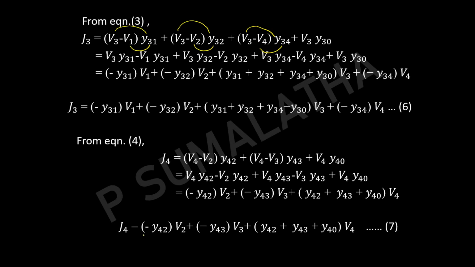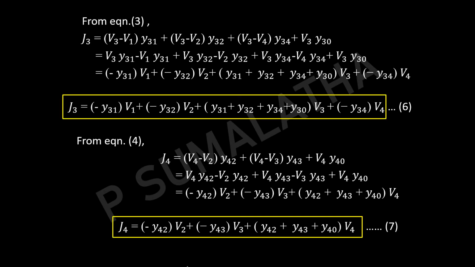So here the V1 term is missing; actually the equation will be like 0 into V1 plus minus Y42 into V2. Whatever value is missing will be considered as 0. In the same way we need the equations for J3 as well as J4. Let us highlight. Now let us represent all these 4 equations together.